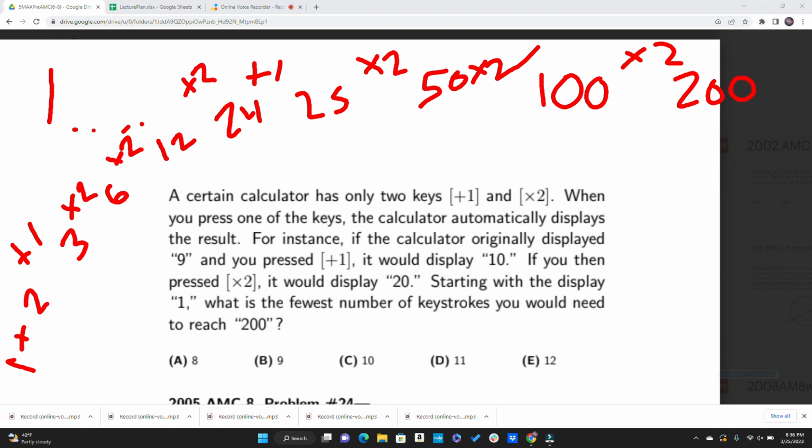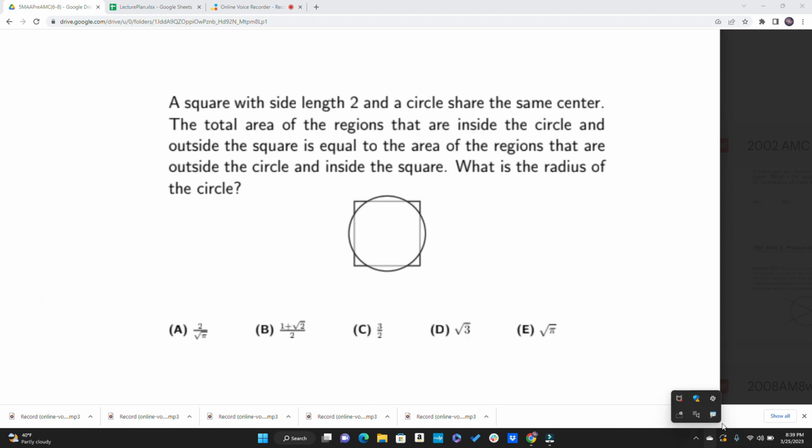How many keystrokes does that take? Here's one keystroke, the +1, another for +1, then ×2, that's 4, 5, 6, 7, 8, 9 keystrokes. Answer choice B.